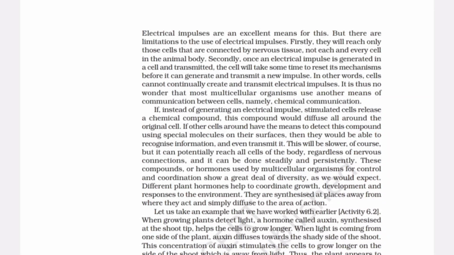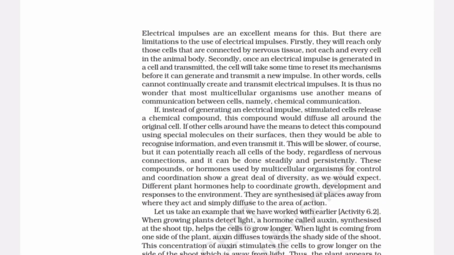If, instead of generating an electrical impulse, stimulated cells release a chemical compound, this compound would diffuse all around the original cell. If other cells around have the means to detect this compound using special molecules on their surfaces, then they would be able to recognize information, and even transmit it. This will be slower, of course, but it can potentially reach all cells of the body, regardless of nervous connections, and it can be done steadily and persistently.